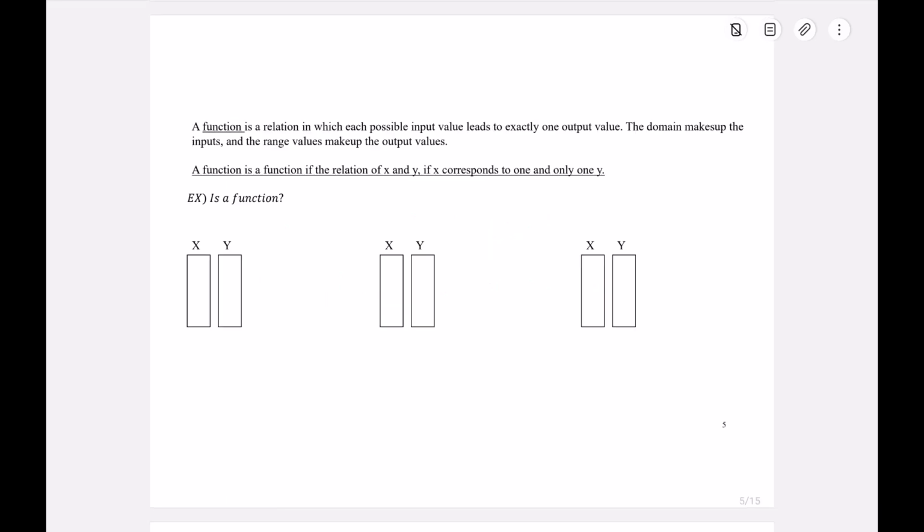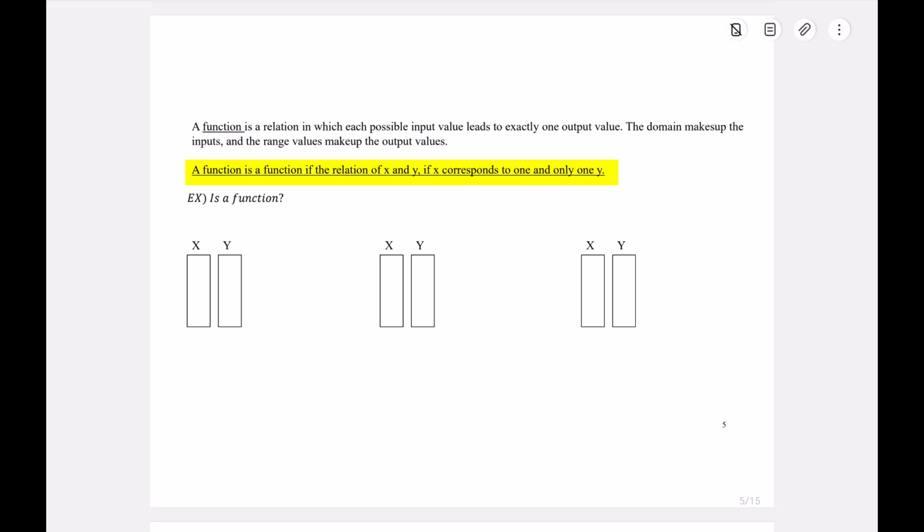So since we know that a relation is initially an ordered pair set, we can look at what a function is, and a function is just a relation in which each possible input value leads to exactly one output value. And it is a function if, in the relation of x and y, the x corresponds to only one y. So for example, we could look at three different cases.